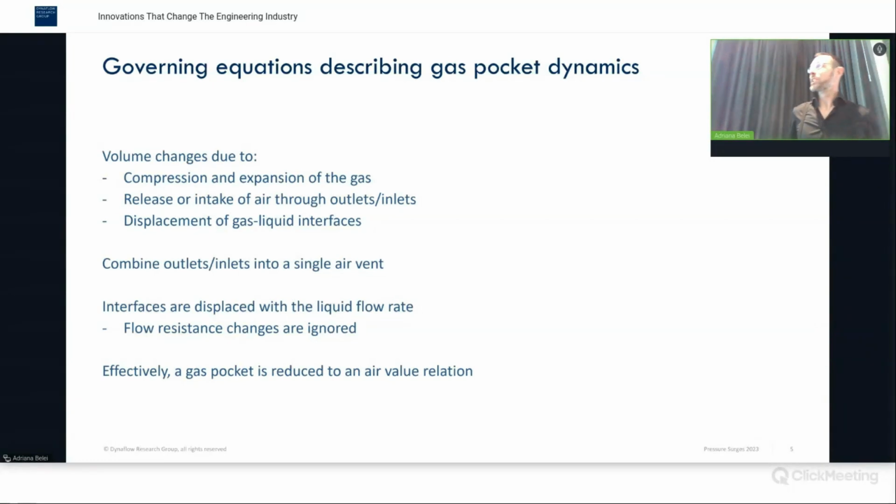We can be a little bit smart. So if all the inlets and outlets are connected to the same ambient pressure, we can group them together and handle them as a single inlet or outlet.